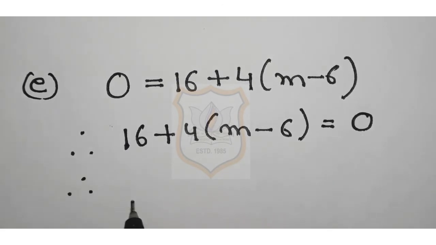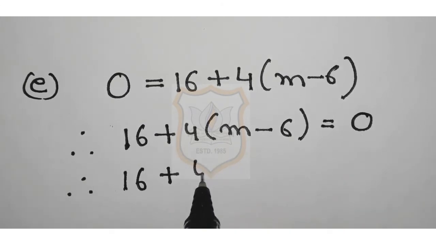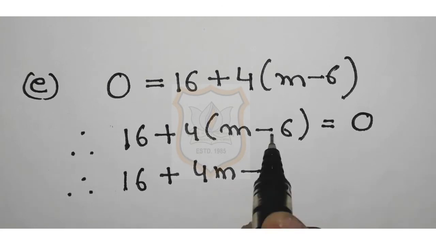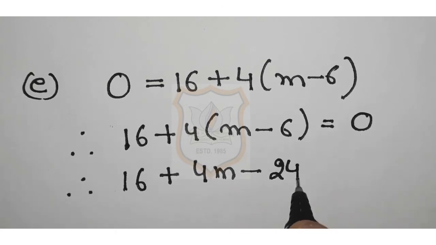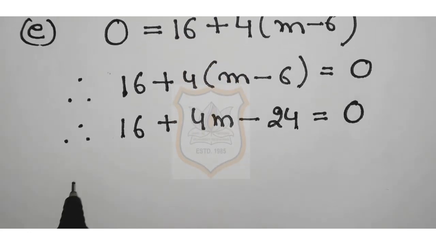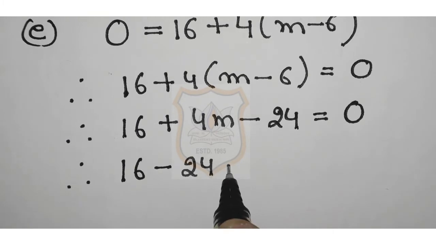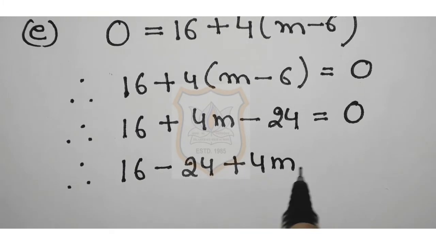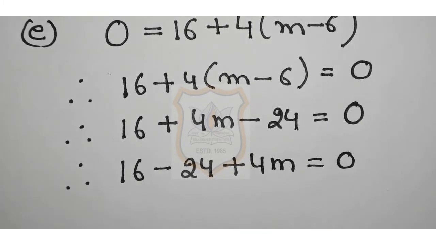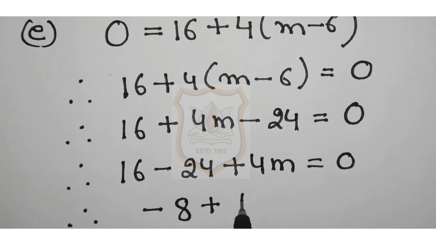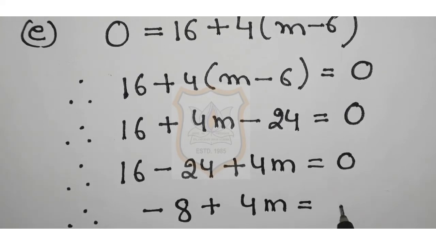So, therefore, first we will open this bracket: plus 4 into m, that is equal to 4m, minus 6 4s are 24 is equal to 0. Now, therefore, 16 minus 24 plus 4m is equal to 0. So, 16 minus 24 is equal to minus 8 plus 4m is equal to 0.